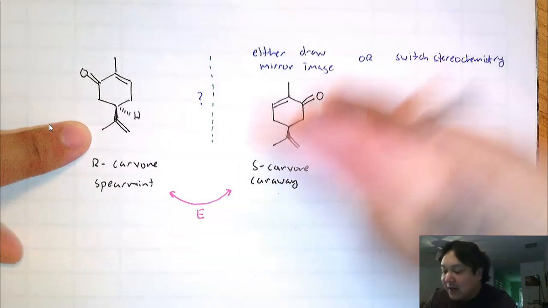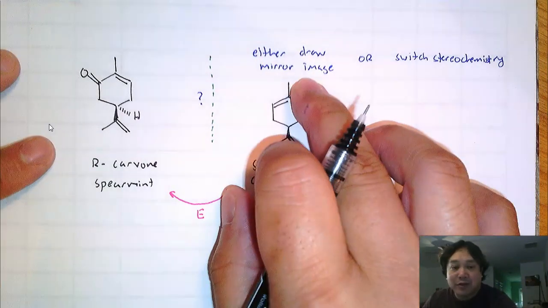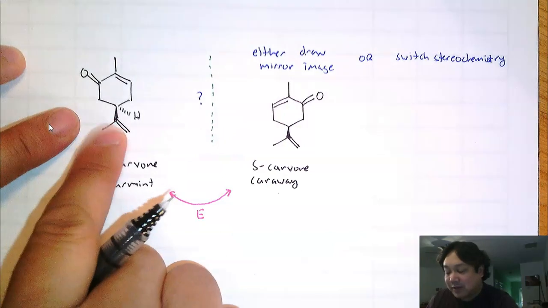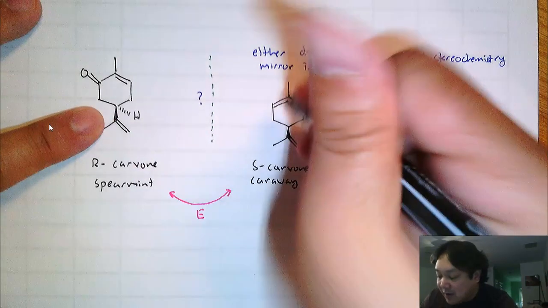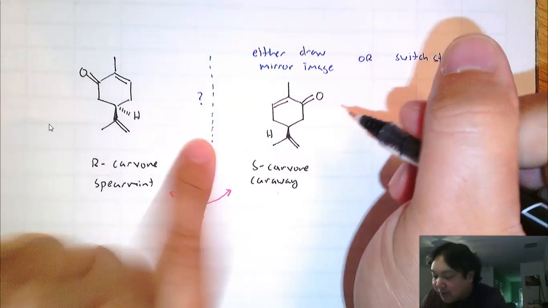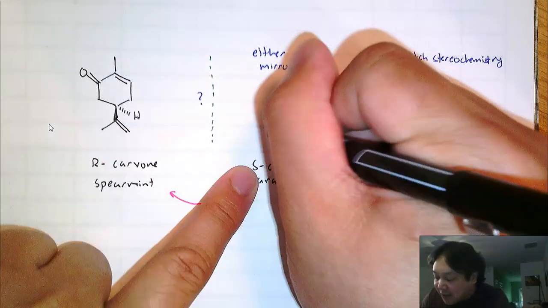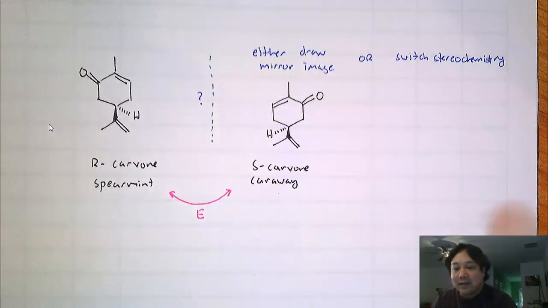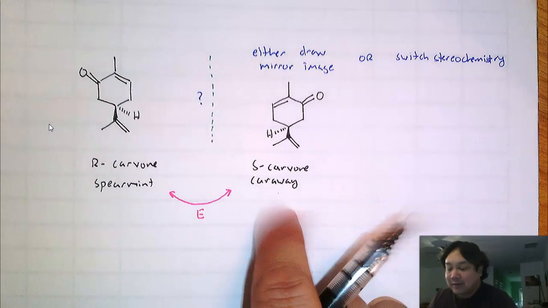When people are drawing enantiomers by drawing the mirror image, you don't change this, because you literally see this in the mirror. And here's the H, closer to the mirror, just like this H, and its dash. Okay. That is S-carvone, or caraway.